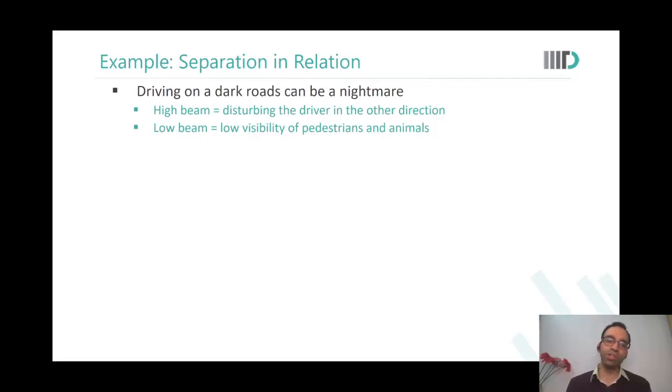So what do you want? You want low beam and high beam to coexist. You want to be able to see any pedestrian or any animal crossing the street, but you do not want to put a glare into the other driver's eye also. You want both. So what is done is, this was again a patented solution.